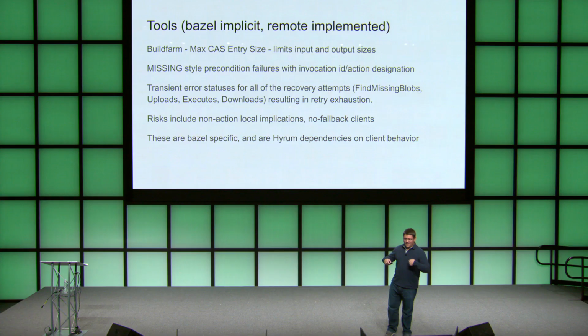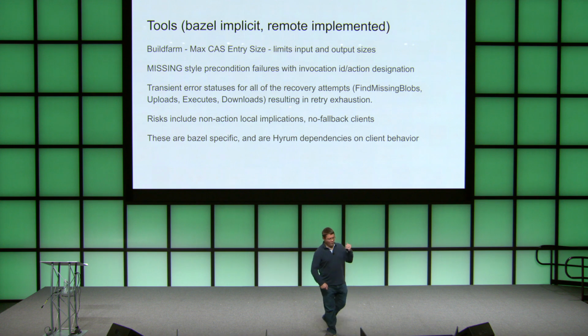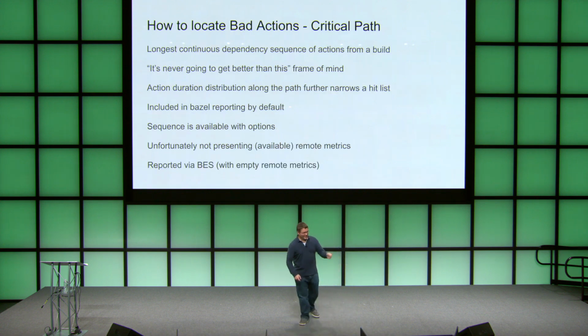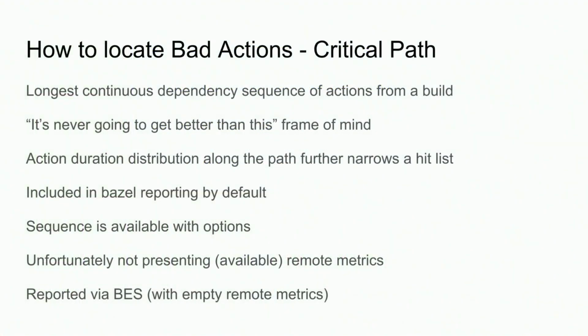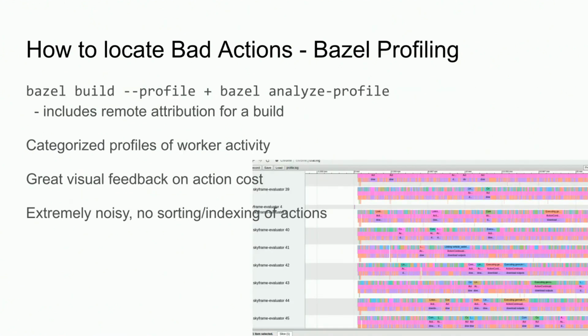So I've got very little time left, and I've got tons of slides left. So what I want to do is run straight to the end. I want to say that we can locate bad actions by looking at the critical path that we perform for our build, but that's not the end of the story, because we've got so much concurrency going on that we're probably going to be fighting with other processes.